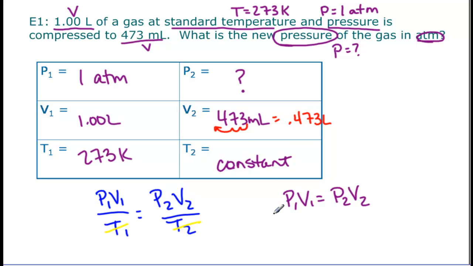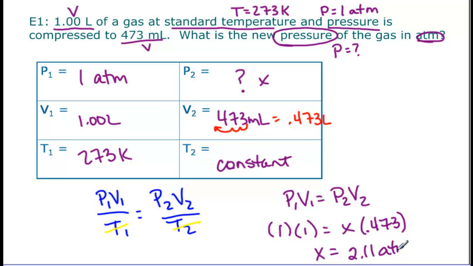Now we can plug our numbers in here. So P1 is 1, V1 is 1, P2 is X, we don't know, we're looking for that, okay, and our V2 is 0.473. So now we're going to do our math and solve for x. So x is going to equal 2.11 ATM.